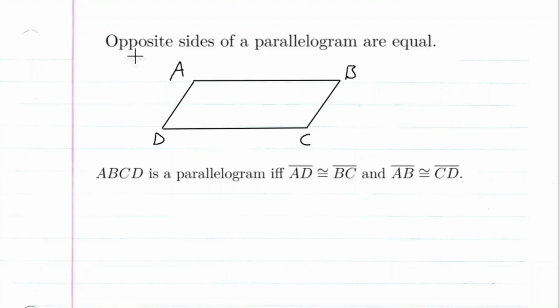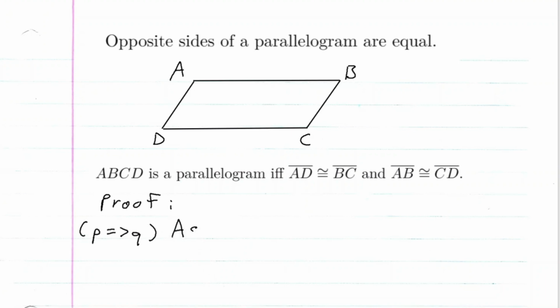Okay, so we're going to prove that opposite sides of a parallelogram are equal. Basically, we're going to show ABCD is a parallelogram if and only if AD is congruent to BC and AB is congruent to CD. So let's go ahead and start the proof. We know this is an if and only if statement, so we're going to do P implies Q first.